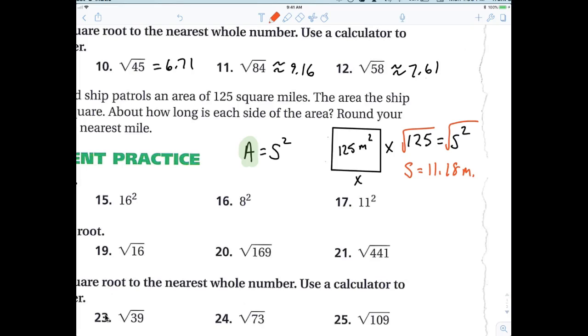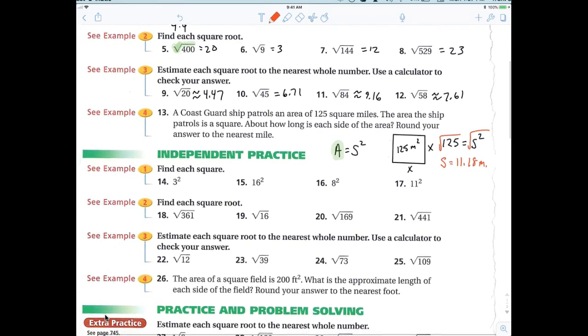Are you okay if we round it, or do you want to keep it like that? 11.18 is good. If you said 11.2, I'm okay. But usually it's 2 decimal places, okay? Now I'm going to read the question. About how long is each side? It's about 11.18 miles.